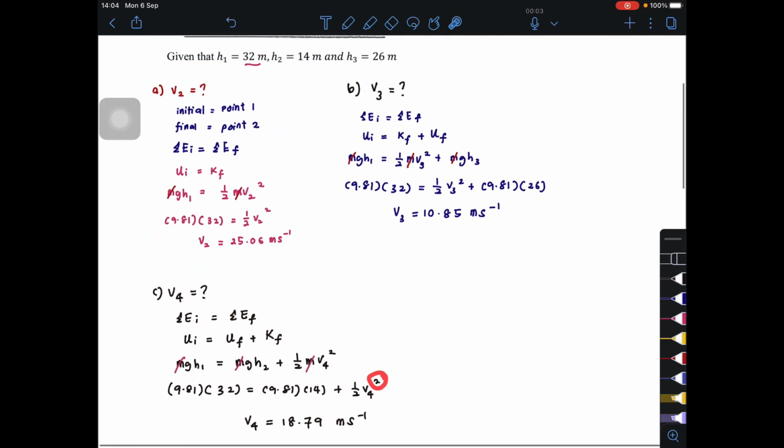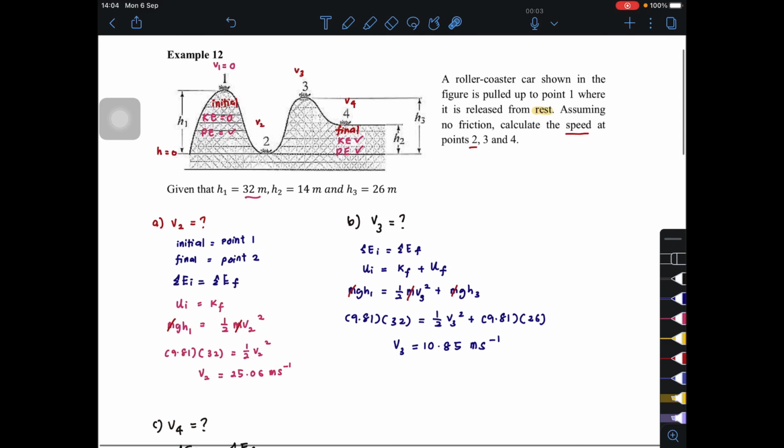Okay, so it's very easy as long as you identify what are the energies involved at each point, and then you select which location you want to be the initial, which one you want to be the final. Okay.